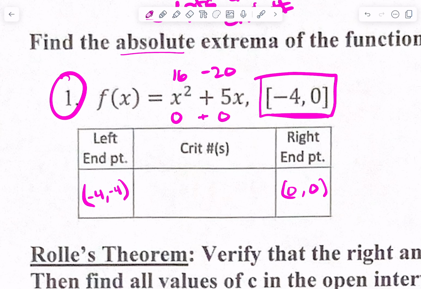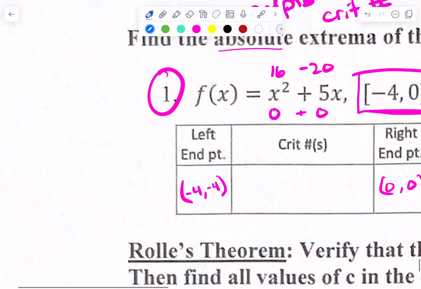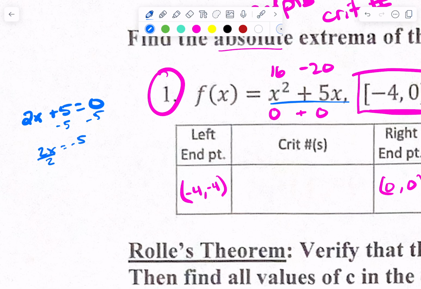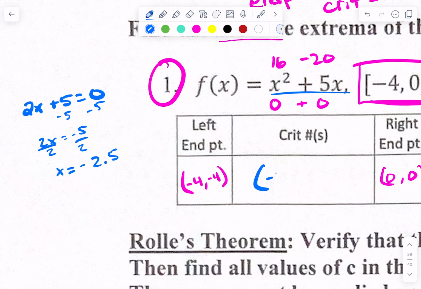How do I find critical numbers in between? Set it equal to 0. Or you do the derivative. We take the derivative equal to 0. What's the derivative? 2x plus 5. 2x plus 5 equals 0. Subtract the 5. 2x equals -5. Divide by 2. x is -2.5. So my critical number is -2.5.